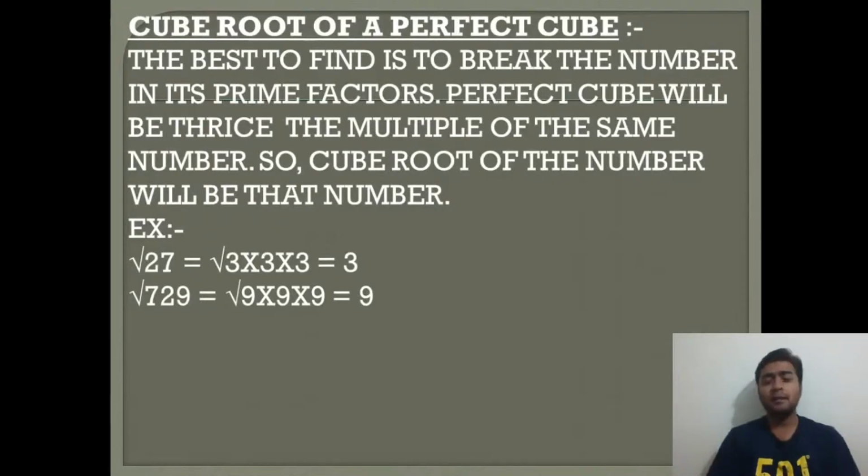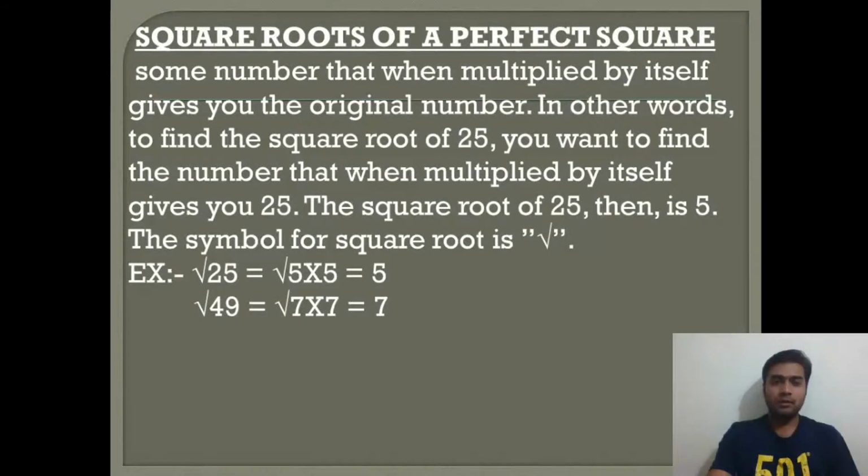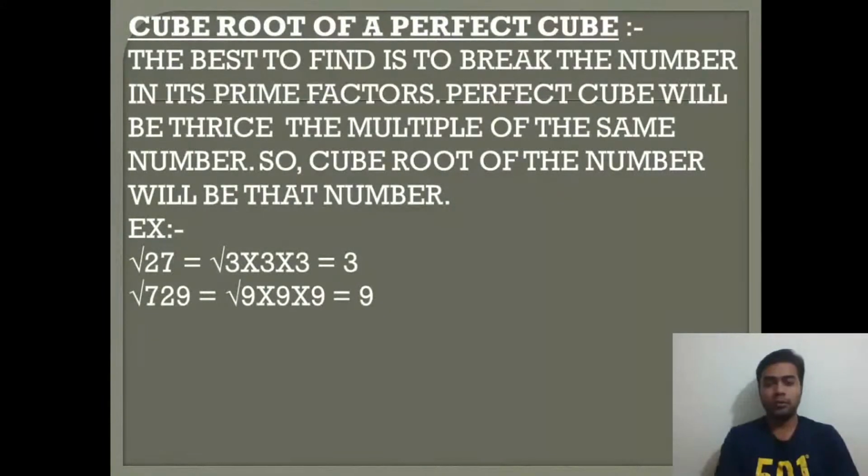We can take any other example. Let's take the very small example of 8. We can see that when you multiply 2 three times with itself, we get 8 as the answer. So that means the cube root of 8 will be equal to 2. So these were the topics. Now I have taught you how to find the square roots of a perfect square as well as the cube root of a perfect cube.